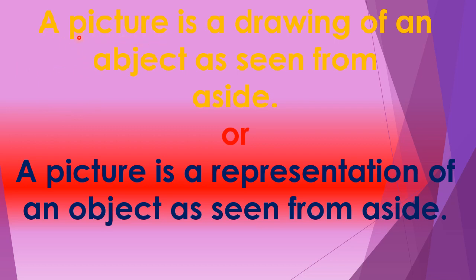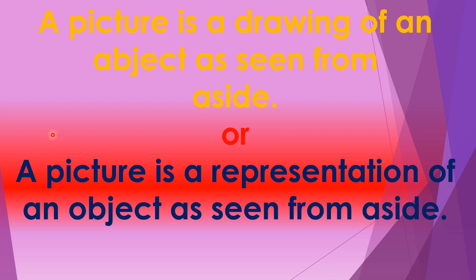According to the statement in orange or yellow, it's telling us that a picture is a drawing of an object as seen from a side. That is when they tell you to talk about a picture, a drawing of an object as seen from a side.